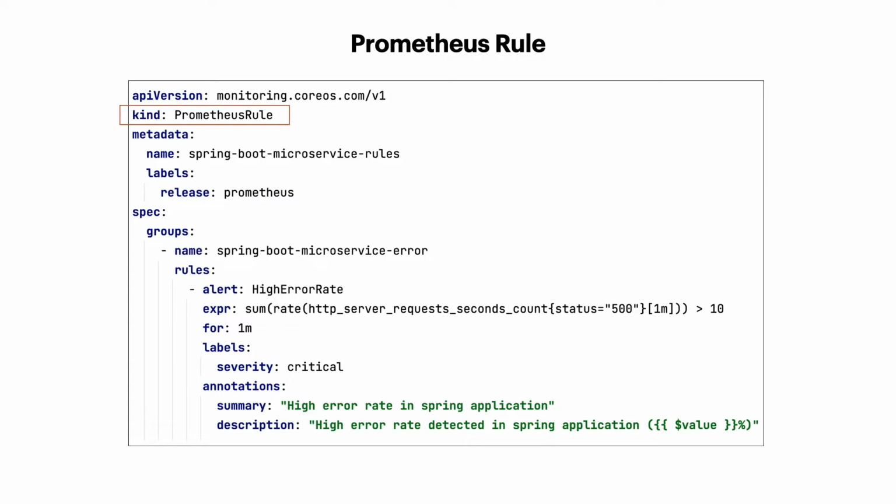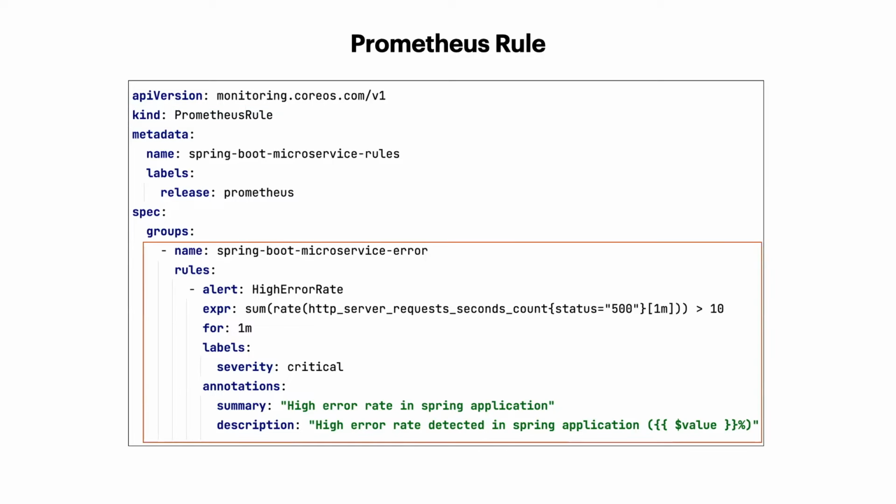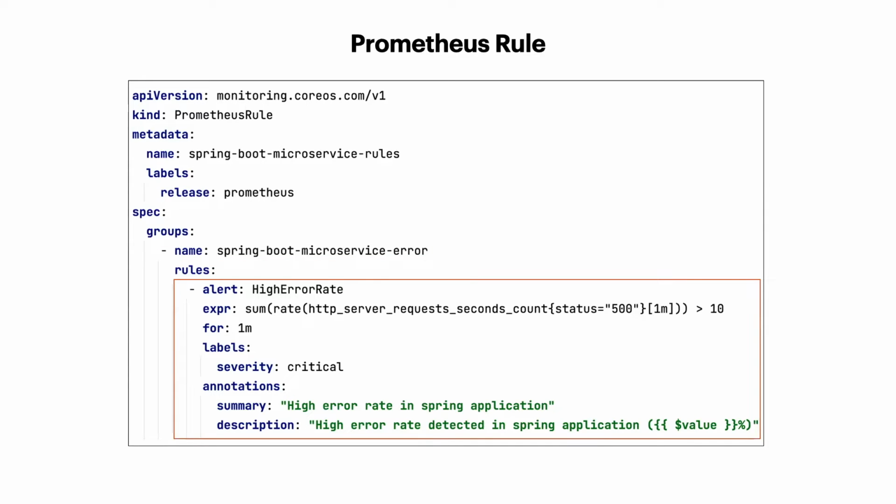So first is kind, which specifies the type of resource. In this case, it will be PrometheusRule. Then next is groups. Basically it's an array of rule groups. Each group can contain multiple alerts. Then this is the name of the rule group, so I am giving it as Springboot microservice error. Next is rules. This is also an array of rules within this group.